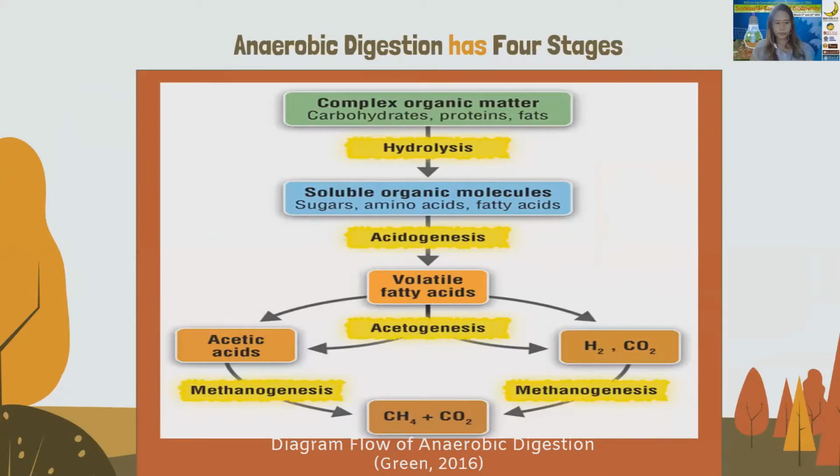So here it is, the diagram of the biogas process. The anaerobic digestion method has 4 stages. These 4 stages are hydrolysis, acidogenesis, acetogenesis, and methanogenesis. Hydrolysis is the first stage that breaks down complex compounds into simple compounds such as carbohydrates into sugars, fats into fatty acids, and proteins into amino acids. These products will be broken down by a variety of obligate and fermentative bacteria in the next stage, namely acidogenesis.